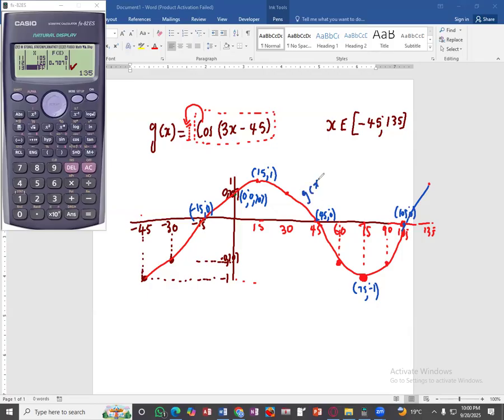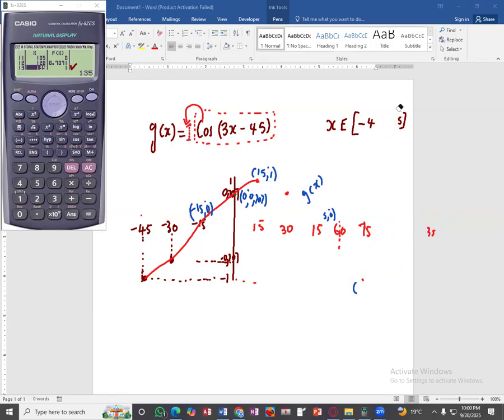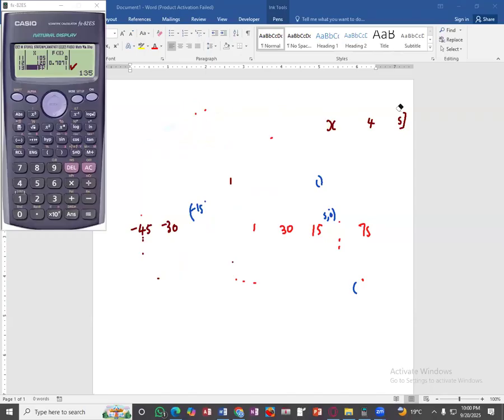Look at how neat it is. When we use the step of 15, we will never go wrong. This is my key concept. When we use the step of 15, we will never go wrong. Let me sketch another graph, which is sine 2. Let me show you another function that I want us to sketch. You will never go wrong, guys. If you use the step of 15, you will never go wrong.